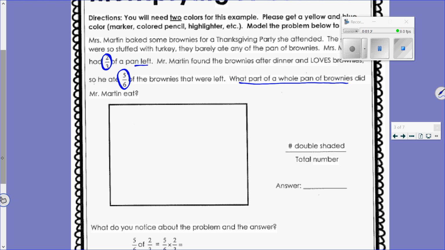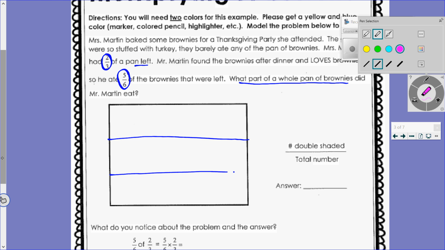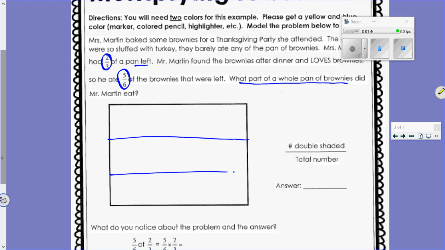So to do this, we've got to break our model up into two pieces, because two things have happened in here, right? First off, we had 2/3 of the pan left. So let's go ahead and break our pan into thirds, like this. Then we're going to color in 2 of the thirds. So this is where your first color comes in. Now, I know it's going to go a little faster with me on the board, so I'm actually going to pause for the recording's sake while you guys are doing yours.